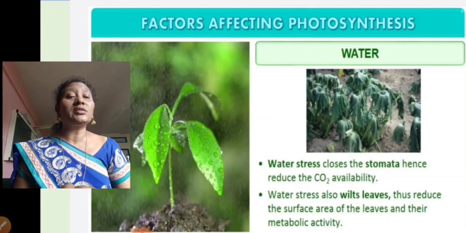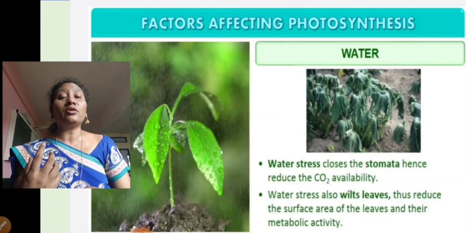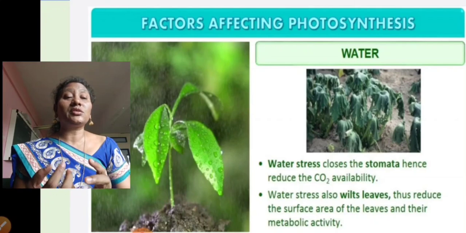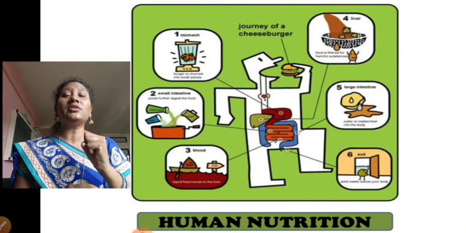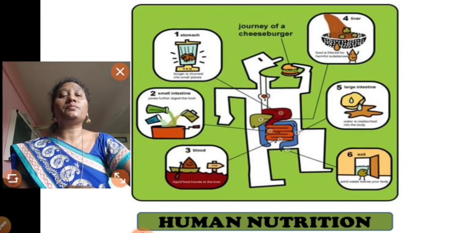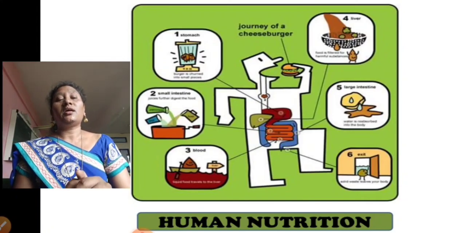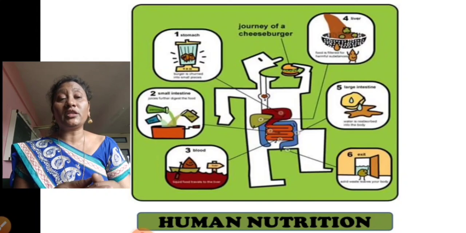Coming to water, water stress closes the stomata, hence reduces carbon dioxide availability. That means when there is less water, the stomata will be closed and the transpiration rate will be reduced. Water stress also wilts the leaves. When there is no water, the leaves wilt, that is, they fold. Thus the surface area of the leaves and their metabolic activities are reduced. When water is reduced, the metabolic activities also will be reduced. So this is how different factors affect photosynthesis.